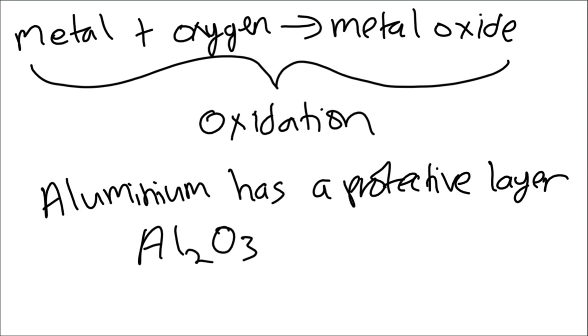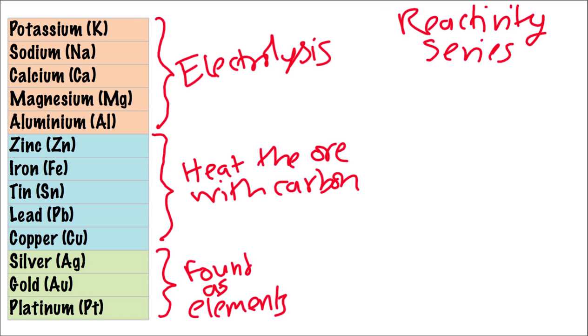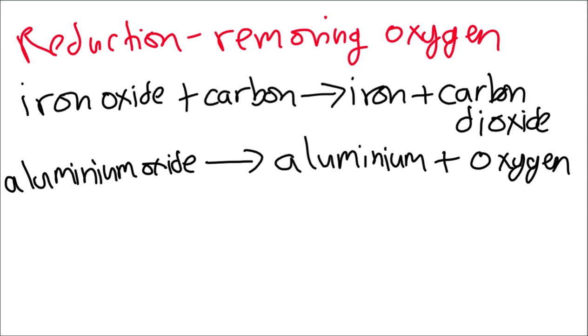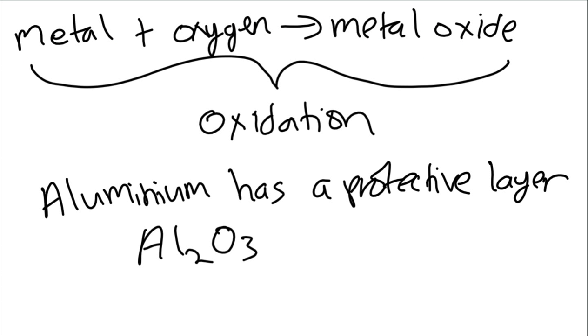Now that was it for metal extraction. So you need to know the reactivity series plays a part in this, that the more reactive ones need electrolysis, but this is expensive. The medium ones, you heat the ore with carbon, and silver, gold and platinum are found as elements. And you need to know that reduction reactions involve taking oxygen away from the metal oxide, and oxidation reactions involve the metal joining with the oxygen to produce a metal oxide, and this is corrosion, or in the case of iron, rusting.